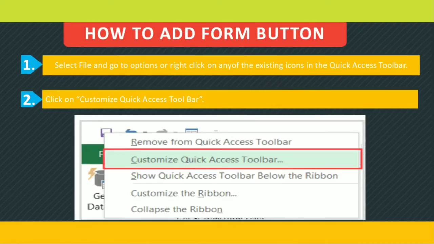In MS Excel, the Form button is hidden. So to make it appear in the Quick Access Toolbar, what will we do? We will either select File and then go to Options, or we will right click on any of the existing icons in the Quick Access Toolbar. Then we will click on Customize Quick Access Toolbar, as it is shown here.